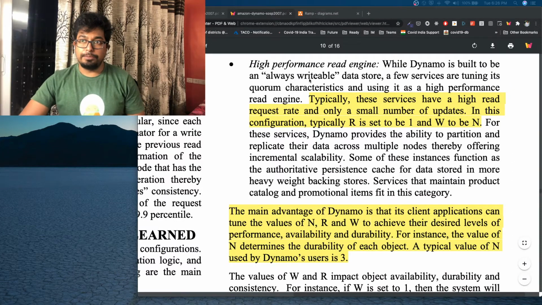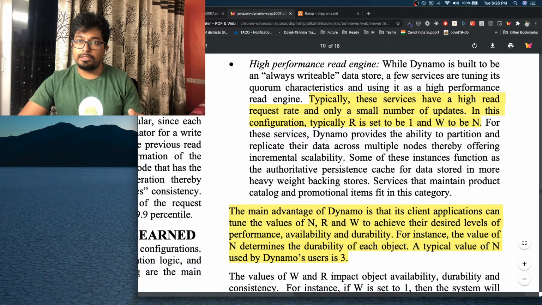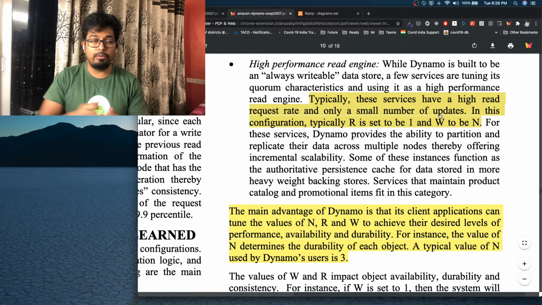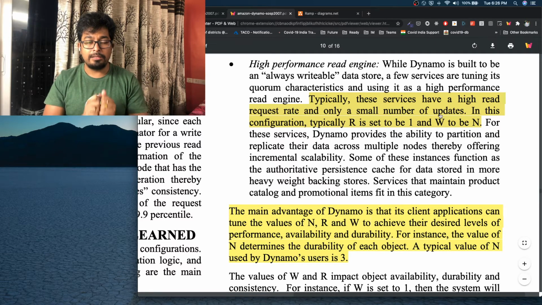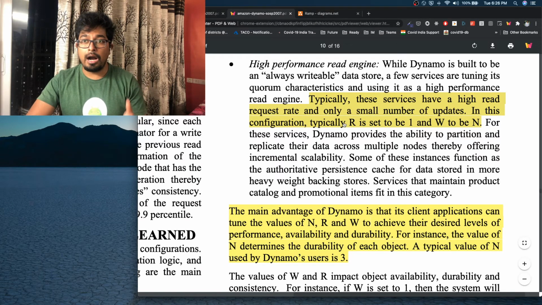High performance read engine. Now, while Dynamo is built to be an always writable data store, a few services are tuning its quorum characteristic, using it as a high performance read engine. Now, how are they doing that? Remember, we have three parameters we can control: R, W, and N. What these services are doing is they're setting R to 1. That means they're not waiting for two machines to reply. Instead, just waiting for one machine to reply and they're okay with it because the amount of writes that they handle is less. So the chances of conflicts are also much less. So in this configuration, typically R is set to be 1 and W to be N.